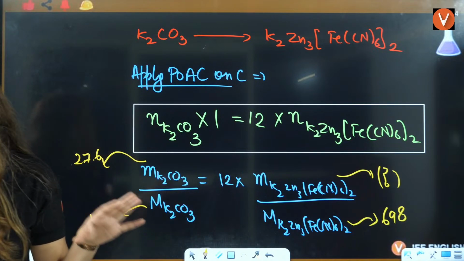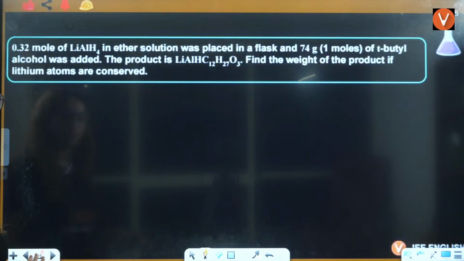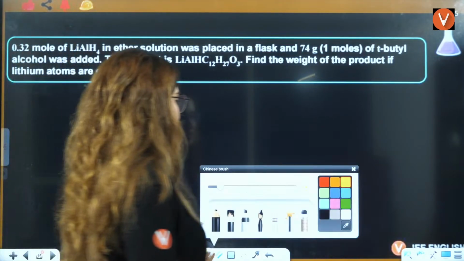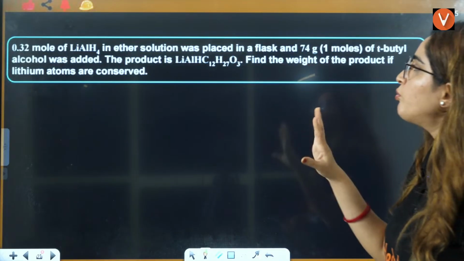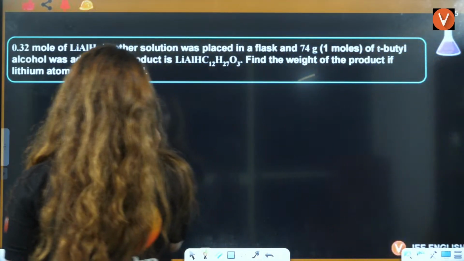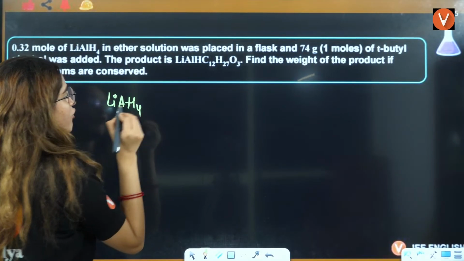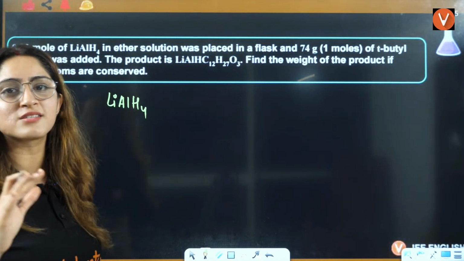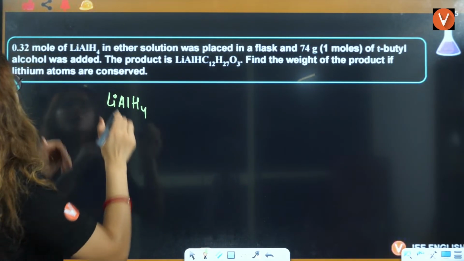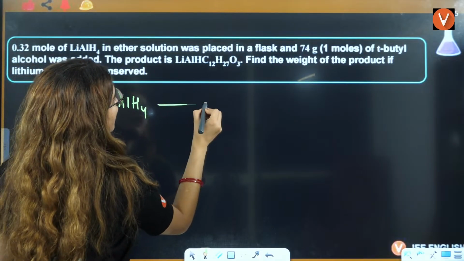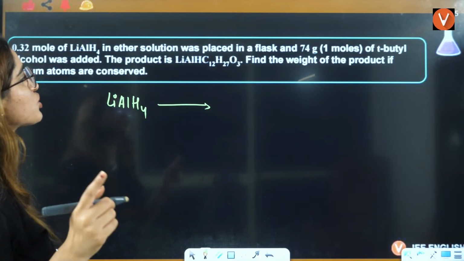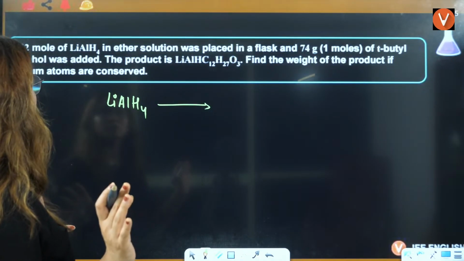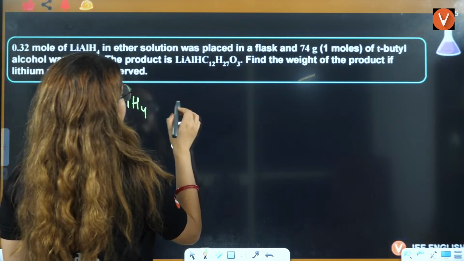Okay guys, everybody clear? Shall I move to the next question here? After solving, you will get the answer as 11.6 gram, right? Now, next question is, they have given you 0.32 mole of LiAlH4, right? Whenever you see an application of POAC, you will never have all the reactants and products in the reaction. Some hint will be given to you, right? So this much of LiAlH4 in ether solution was placed in a flask, and 1 mole of tert-butyl alcohol was added.